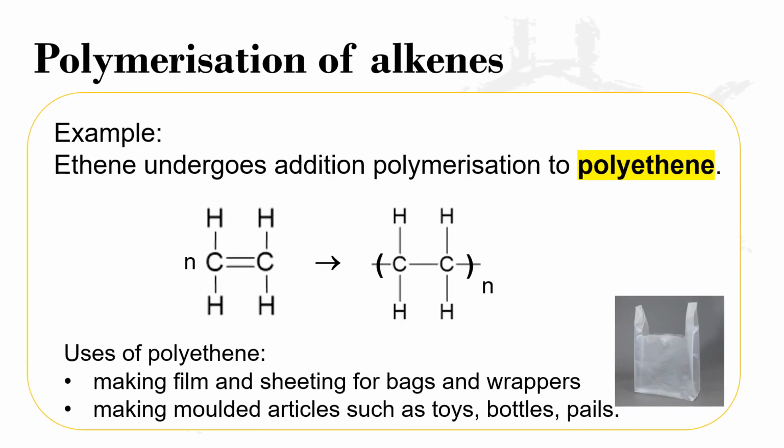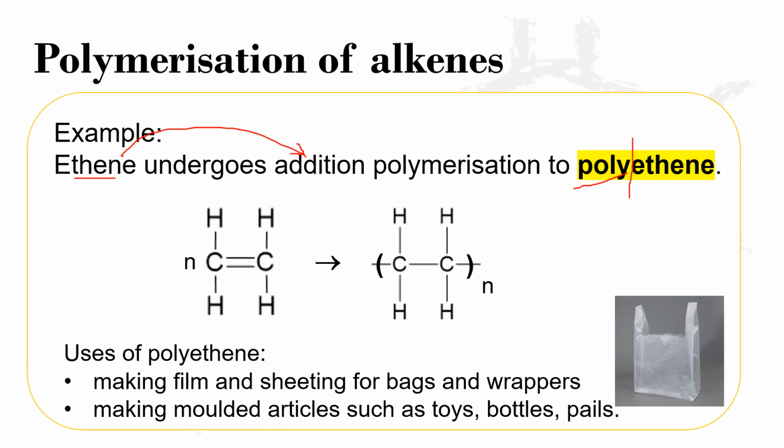Okay, in this example, we use ethene. Ethene undergoes addition polymerization, and the final product we form, we name it polyethene. If you use other alkenes and you worry about how to name the final product, it's very easy. Just add the poly in front of the monomer. In this case we use ethene, so just add the poly in front, and the final name will become polyethene.